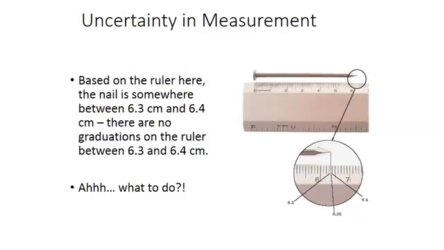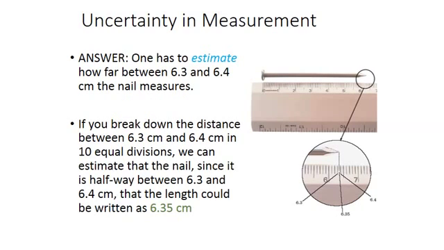Really, either of those would be incorrect, because if we just said 6.3, it's more than 6.3, and we can't say 6.4 because it's less than 6.4. So we estimate how far between 6.3 and 6.4 the nail measures. Wherever you read on your measurement tool, whether it be a graduated cylinder or a ruler or anything else, you always estimate the last place. If you break down the distance between 6.3 and 6.4 in equal divisions, we can estimate that the nail, since it's halfway between 6.3 and 6.4, would be written as 6.35.